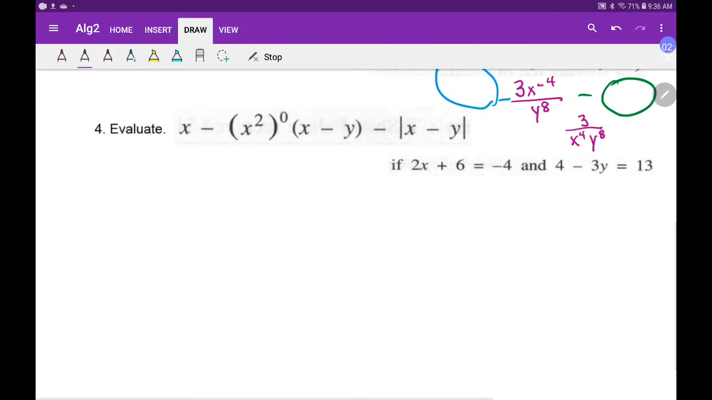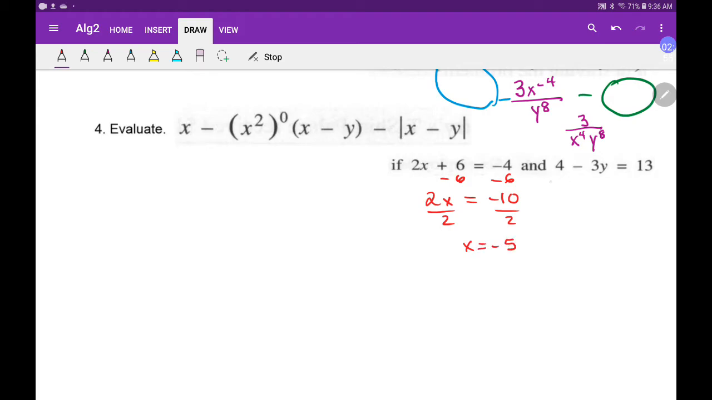So let's see, evaluate. First of all, we ought to know what x equals. So we subtract 6 from both sides. We have 2x is equal to negative 10. And we'll divide both sides by 2. So x is equal to negative 5.